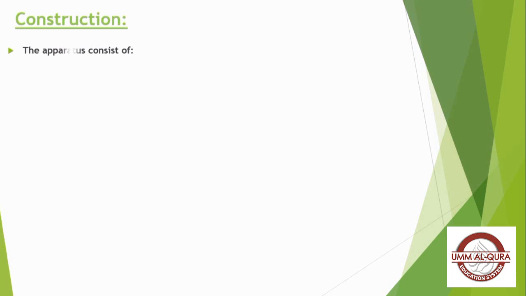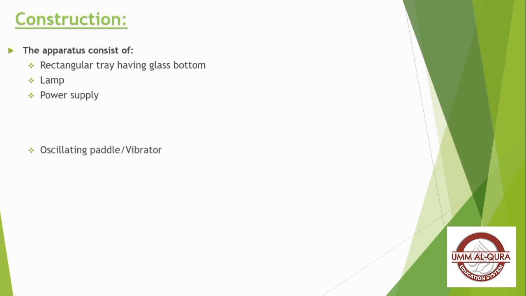Now we will move to the construction of ripple tank. First of all, we will see how many components the ripple tank has. The first one is a rectangular tray having a glass bottom. The second one is a lamp. The third one is a power supply, and the fourth is an oscillating pedal. We call it a vibrator. The last is a table.